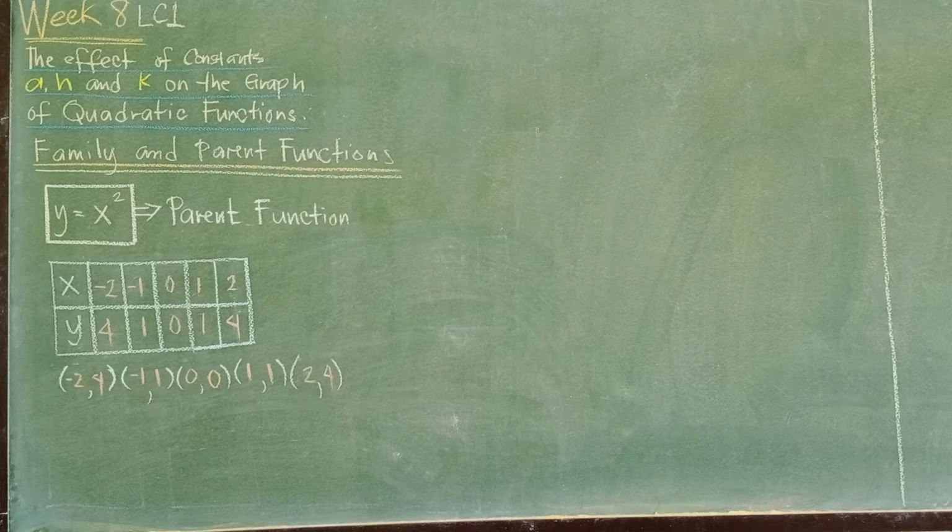So yung mga ordered pairs na yan, ang gagawin natin sa kanila, i-graph natin sila sa Cartesian plane. Ipa-plot natin sila. And then yung mga points na yun, ipag-connect natin. And then yun na yung magiging graph ng parent function natin.